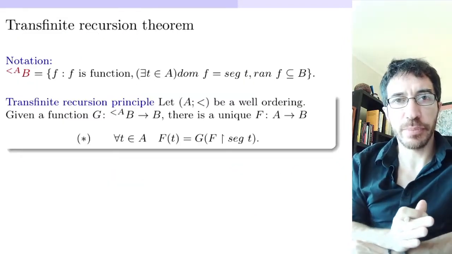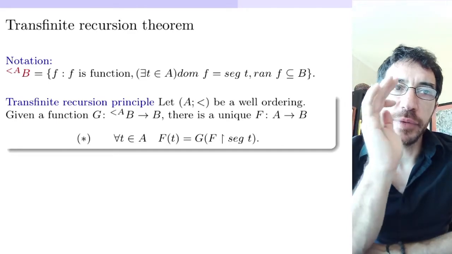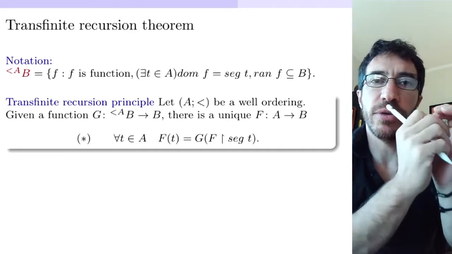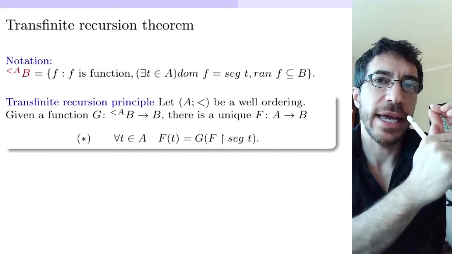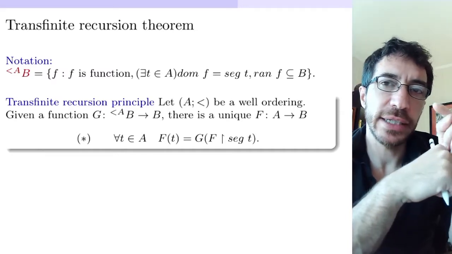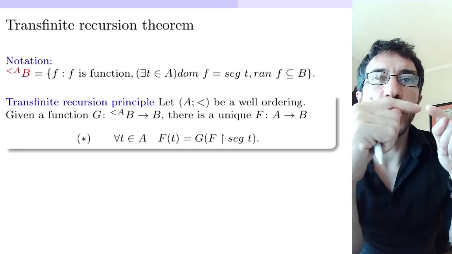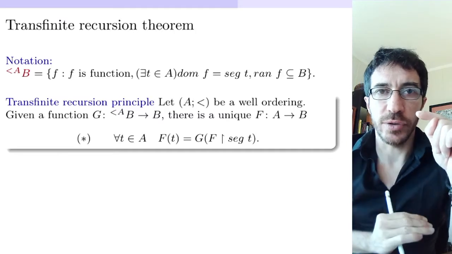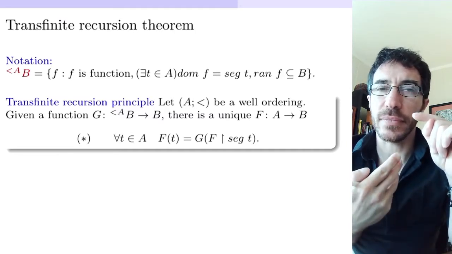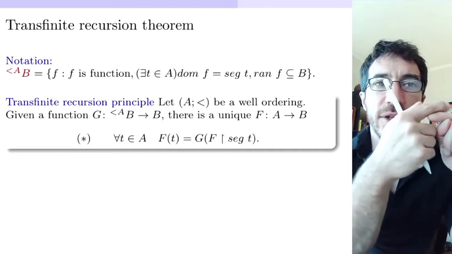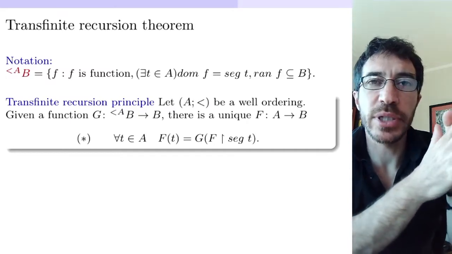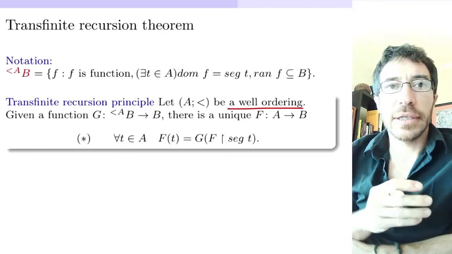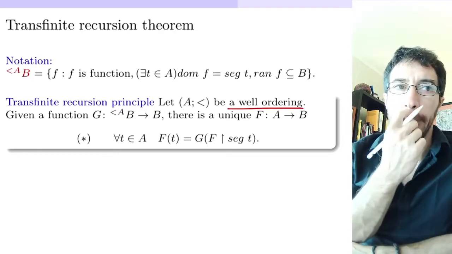And here is the recursion principle. Again, the idea before we read this is that suppose you have a procedure, you want to define a function, and at each point when you want to define it, you have a way to define it using the values of the function at the previous values. And you want to use those to define the new one. And the transfinite recursion principle tells you that if A is a well ordering, then yes, you can do this.